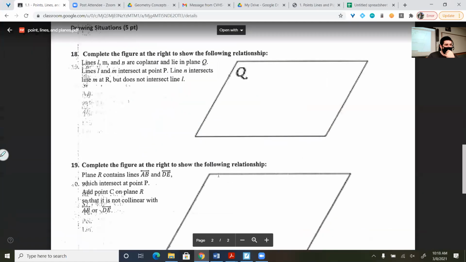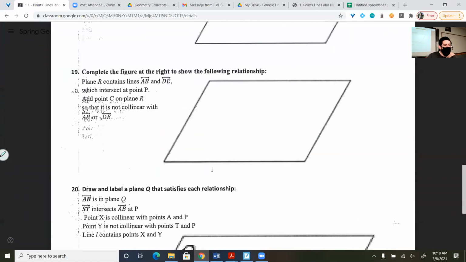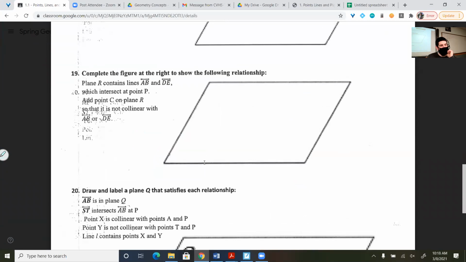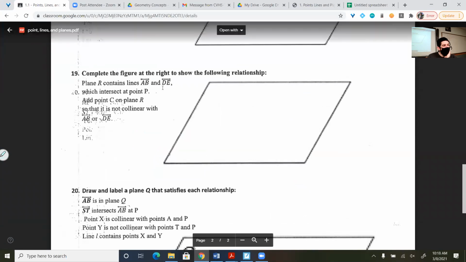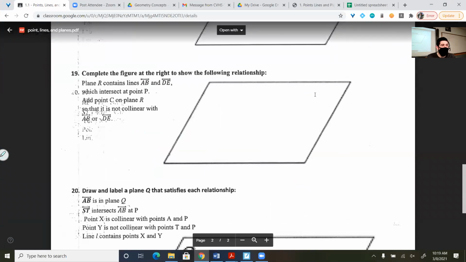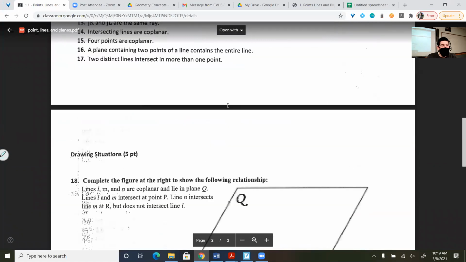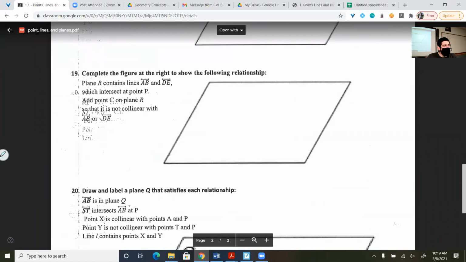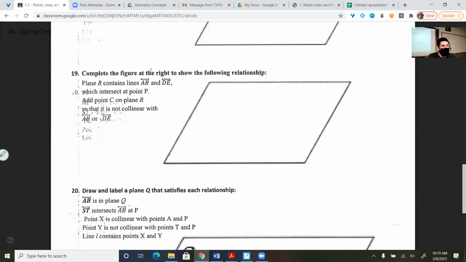All right. Now the next two problems are going to be kind of the same deal. You want to complete the figure at the right to show the following relationship. So 19, you have plane R. Notice how this plane doesn't have a label, whereas this one did. That means you're going to want to label it. And it contains lines A, B, and DE. So there's that notation, switching it up. Notice the arrows on both sides.